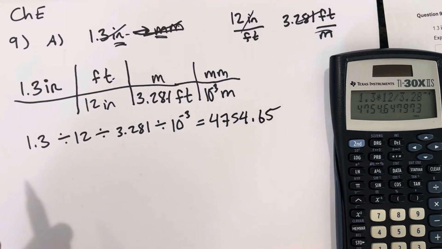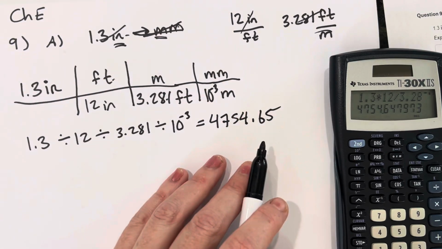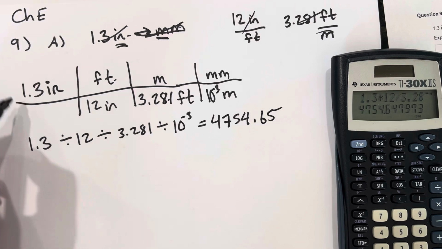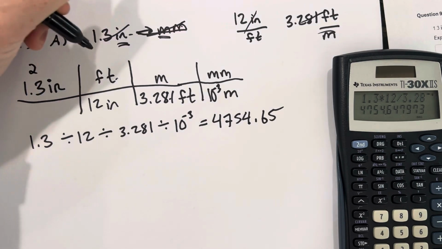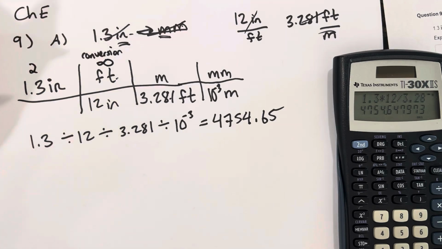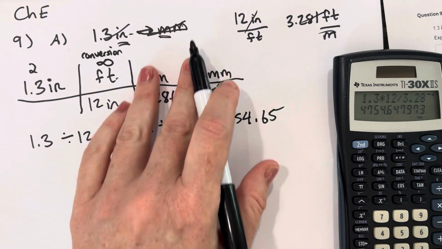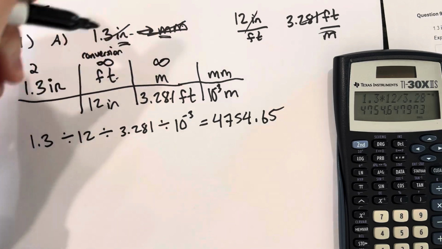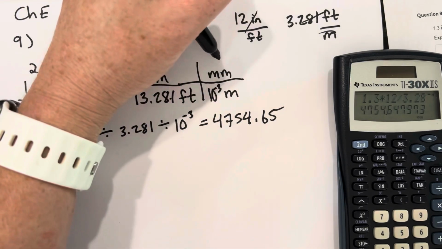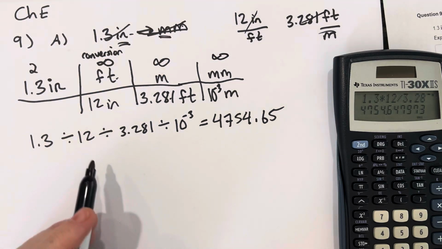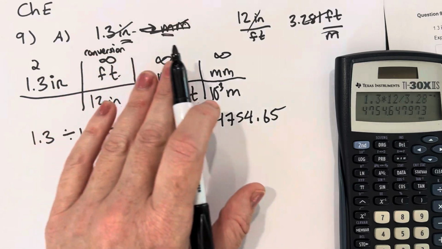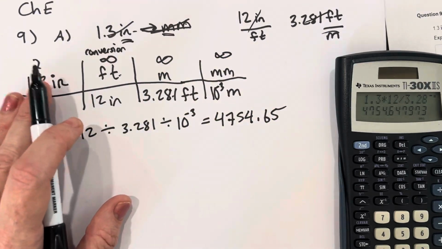Okay. Now when we go to look at sig figs here, which should be our next step, we should see that this one right here has 2. Remember, this is a conversion, so it's an exact number. This has infinite. The 12 has infinite. This 3.281 is infinite. And there's not somewhere like around 10 to the negative third meters per millimeter. There are 10 to the negative third. That's also exact. So we've got 2, infinite, infinite, infinite. So our answer needs to have just 2 sig figs.